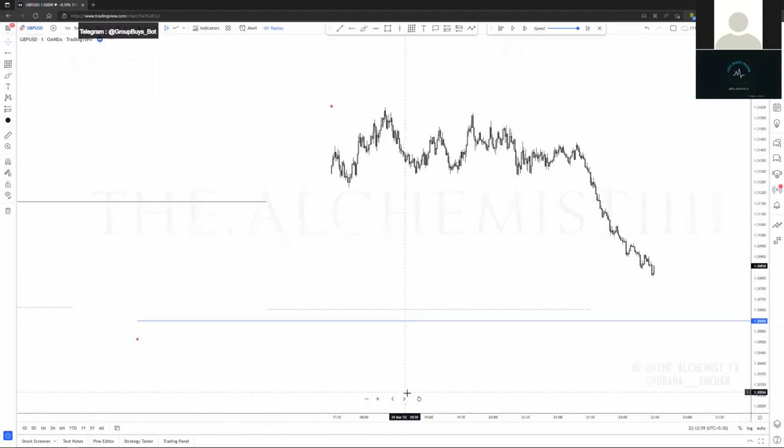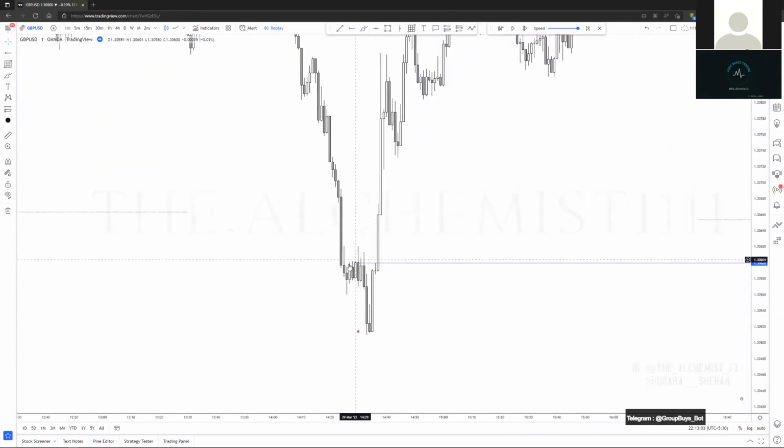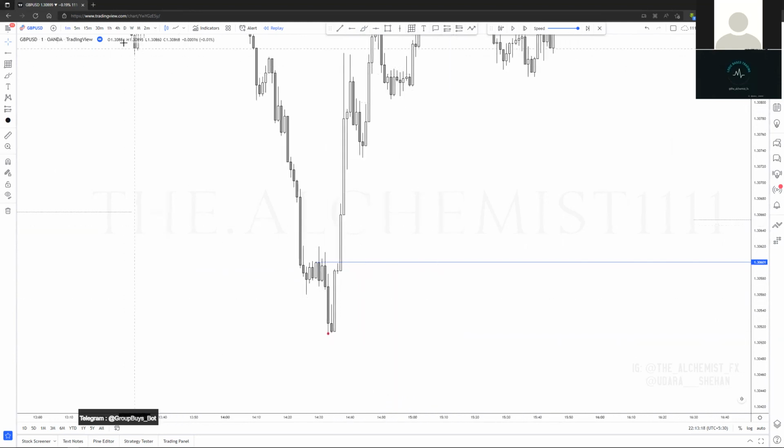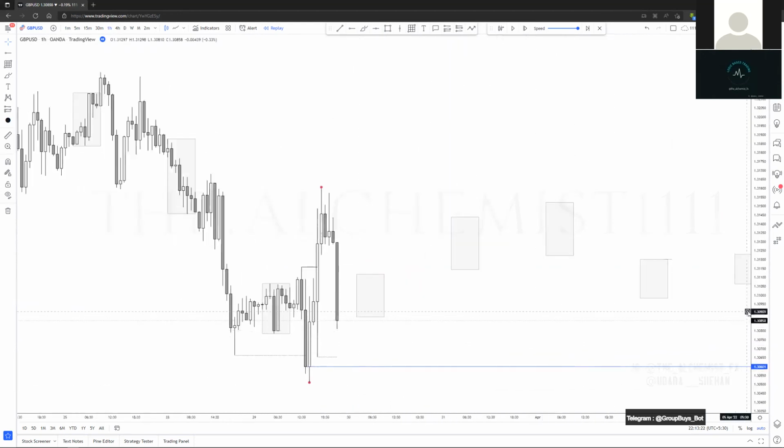We refined it into the 1 minute breaker block. See that? We had a breaker block on the 1 minute in here. See the last up candle before the down move. That is what we call the breaker. The breaker is a bullish candle, the last bullish candle before the down move. That is what we call the breaker. And then what we do is we buy it.